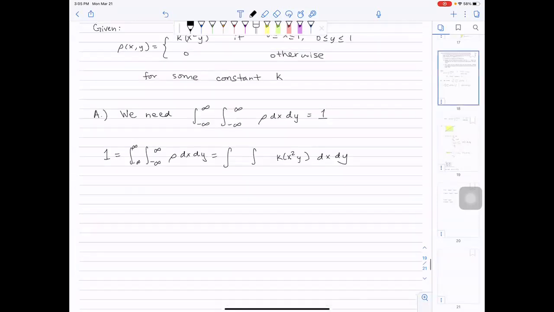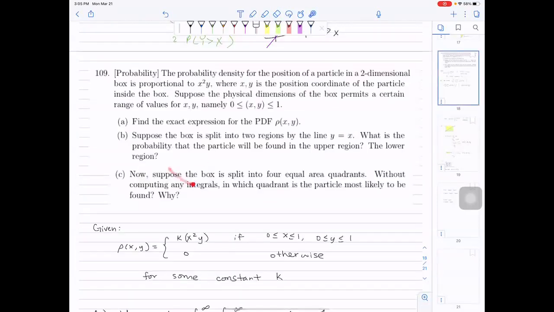Okay, then part C says, now suppose the box is split into 4 equal quadrants. Without computing any integrals, which quadrant is the particle most likely to be found? So without computing any integrals, does anyone want to just guess? What is the region where the particle might be most likely to be found?